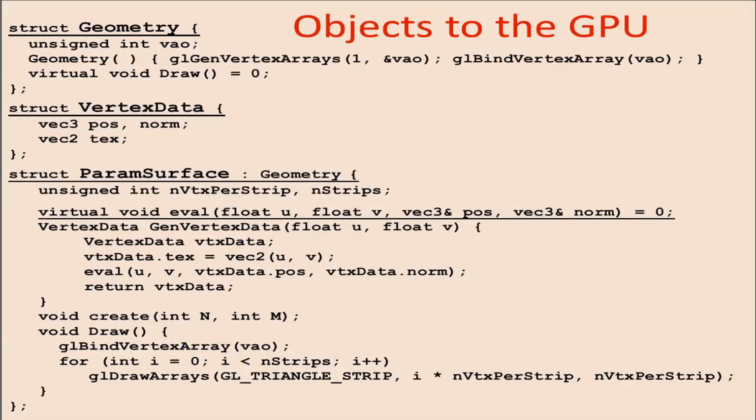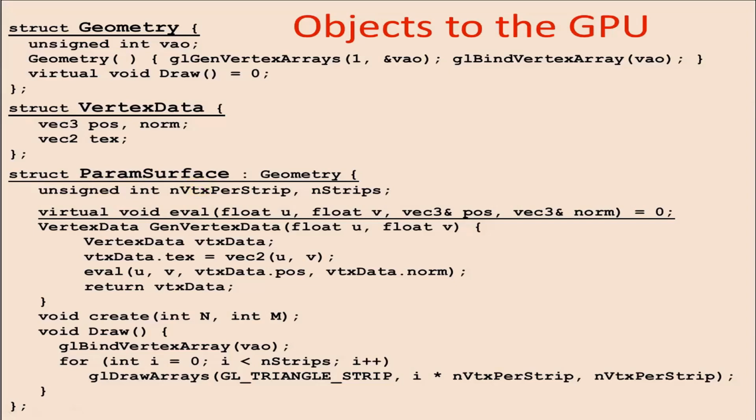The tessellation is done on the CPU with our C++ program. The tessellated triangle mesh is copied to the GPU and assigned to a vertex array object. So the general base class of triangle meshes is the geometry that stores the VAO and the number of vertices. In its constructor, the VAO is bound and is made active. ParamSurface is the special type of geometry representing parametric surfaces.